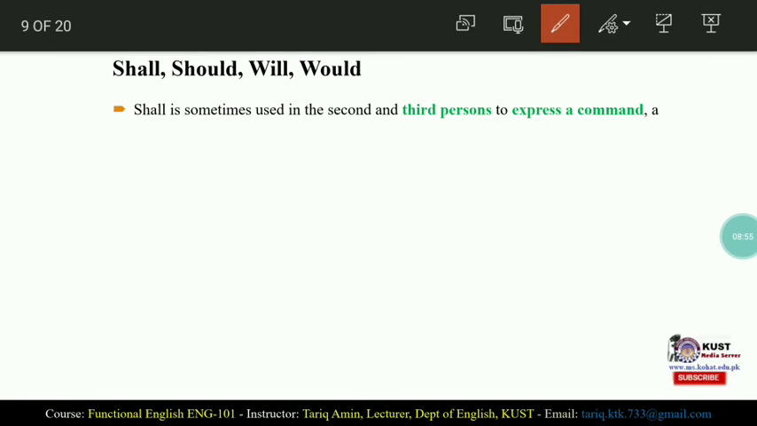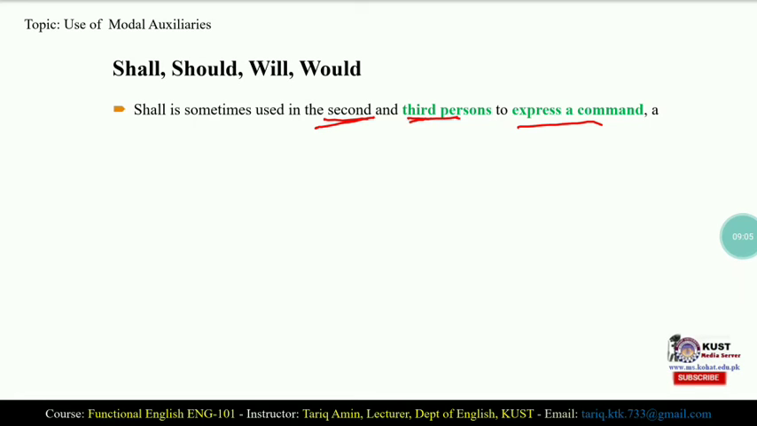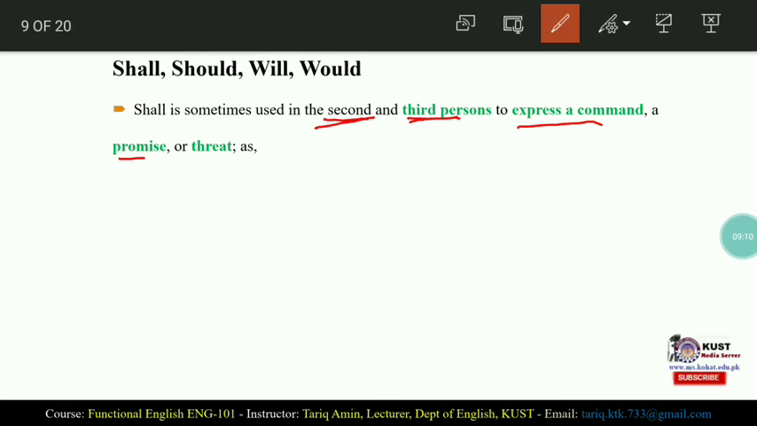Shall is sometimes used in the second and third persons to express a command. So shall is also used to express a command. It can also be used to express promise. It can also be used to express threat.